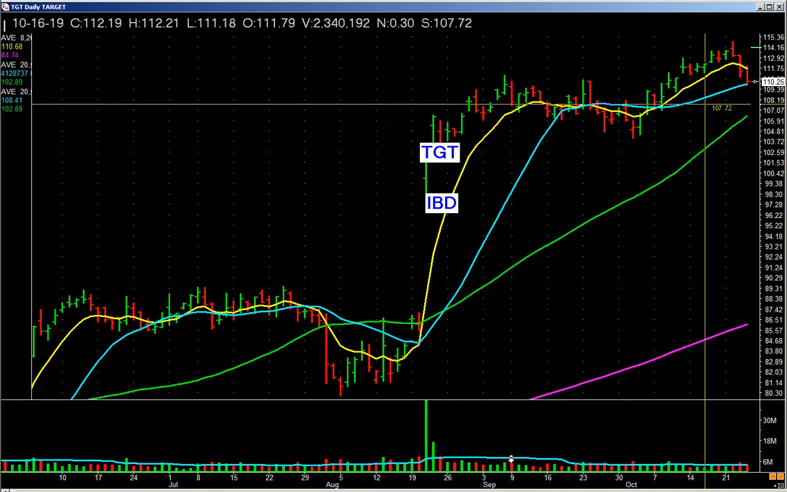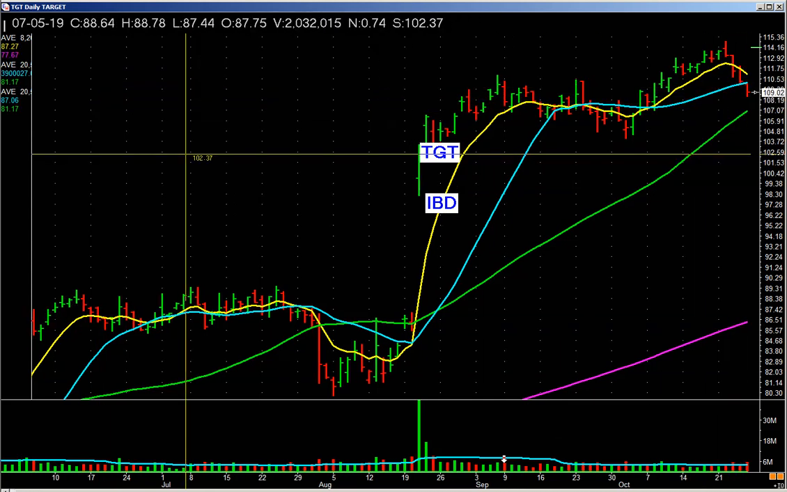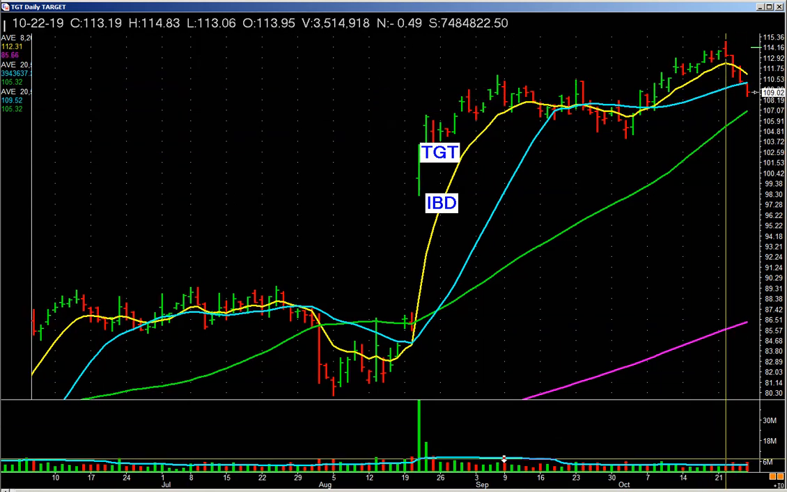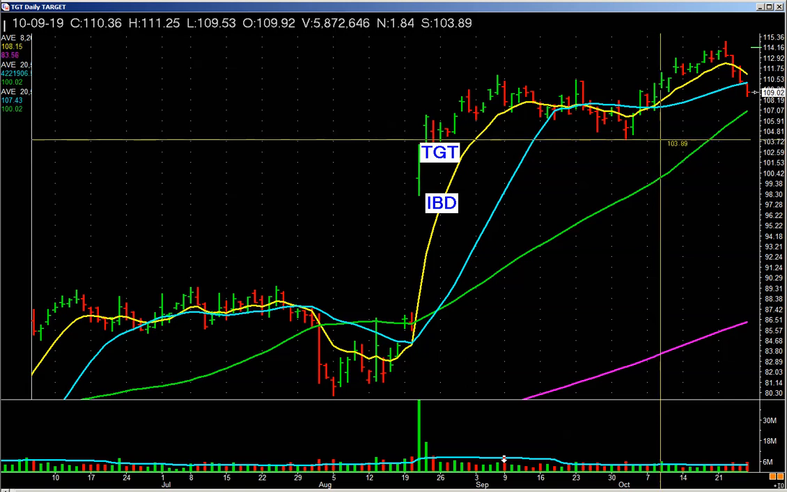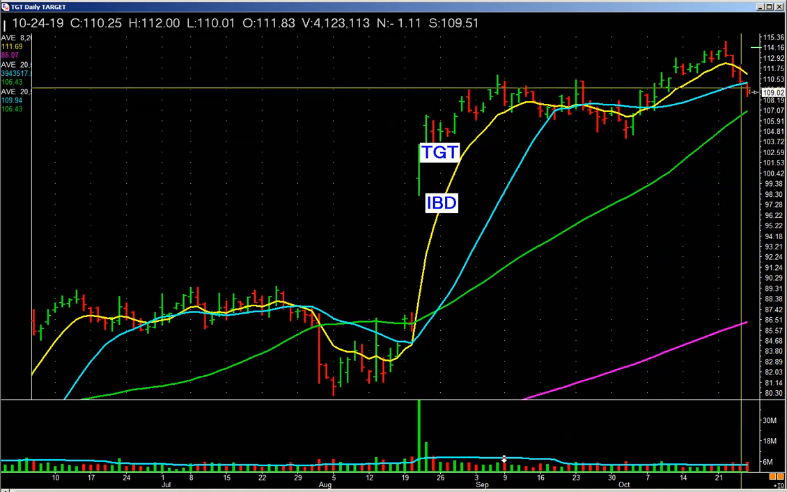Falls a little bit further, stops at the 20-day. Falls a little bit further, losing the 20-day. Folks, we don't operate in a vacuum. You think we're the only people in the world that know about the 20-day? Nah, everybody does. Look at this.